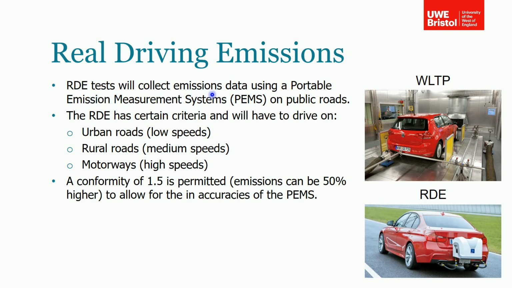It measures the emissions in the real world, and it does that using a portable emissions measurement system, or PEMS, on public roads. So this is an example of a vehicle under test in a WLTP. This is a test chamber. The vehicle is put on a rolling road, is cycled through the test, and the emissions are collected. And here's an example of a vehicle out on the road being tested under RDE conditions. You can see the PEMS kit on the back, and the exhaust data is being collected and analysed.